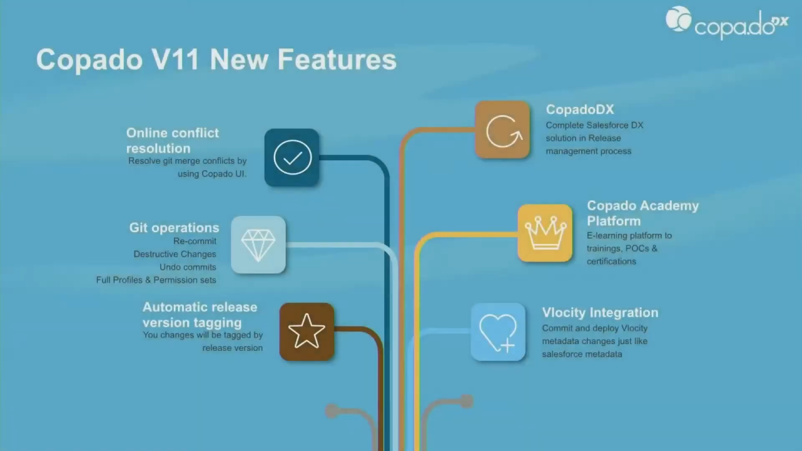This was the demo that I have. And for the new features that we will introduce in version 11 of Copado, we are now introducing, as I said, online conflict resolution. And now we are also introducing new Git operations. Currently on the commit page, you can commit your changes. But with this new feature, you will be able to recommit. You can do destructive changes, or you can undo a commit, or with version 42 of the Salesforce API, you can commit full profiles and full permission sets.